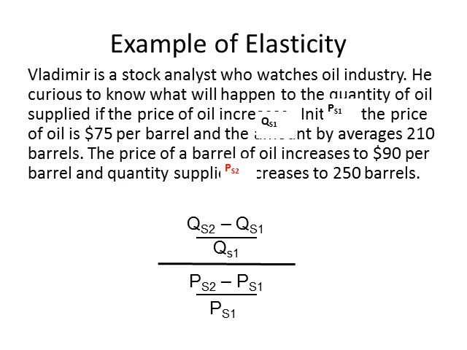The next number we encounter is the increased price of oil, $90, so label it PS2. The next number in the problem is 250 barrels, so it will be QS2. After locating all the data and labeling it, substitute the values into the formula.